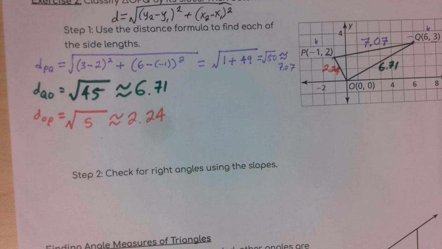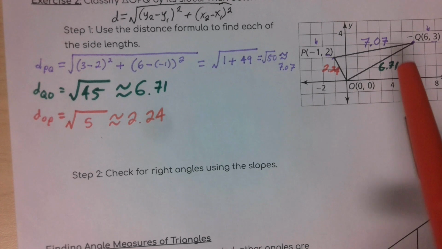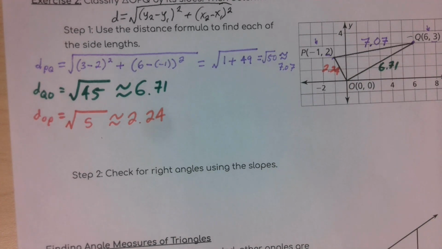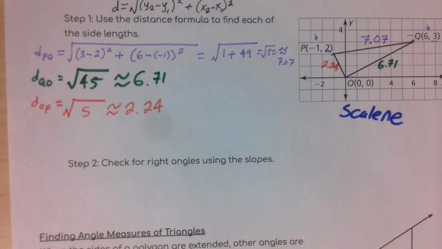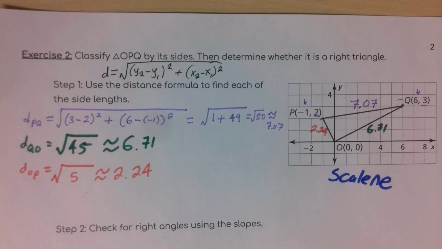How'd you do? If we take a look at these other two sides, they end up measuring 6.71 units and 2.24 units. So, since all three sides of this triangle are different, what can we call it? We call a triangle that has three different side lengths scalene. So, we've classified it by its sides. The last thing we need to do is determine whether it is a right triangle or not.